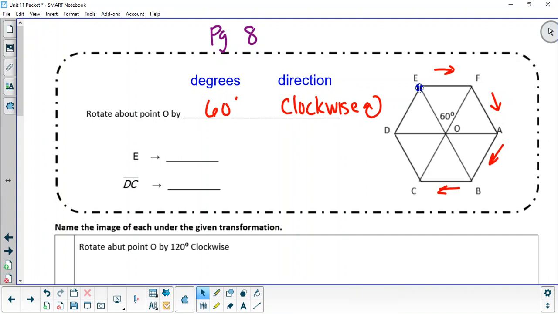So 60 degrees for point E, if we move it, it then turns into point F. We also have line DC, we need to move 60 degrees. So if I do that in a clockwise rotation, it's going to jump up here to line DE. That would be my answer. And that's all there is. So it's always in groups of 60 degrees.